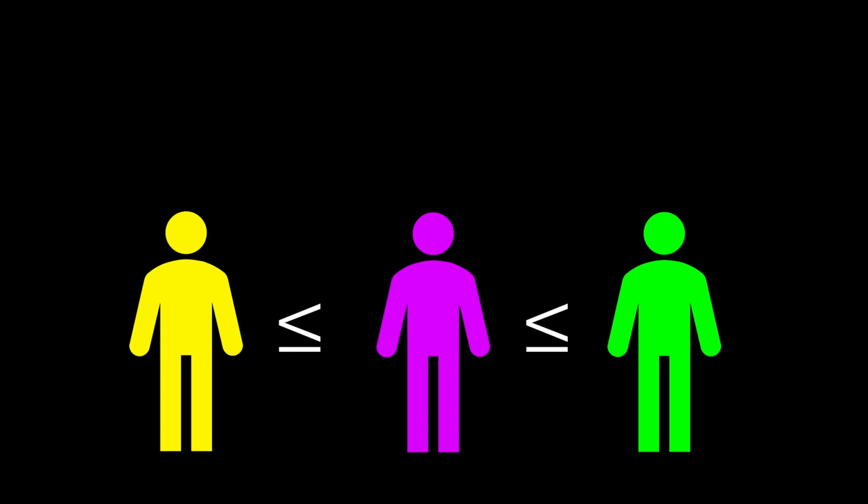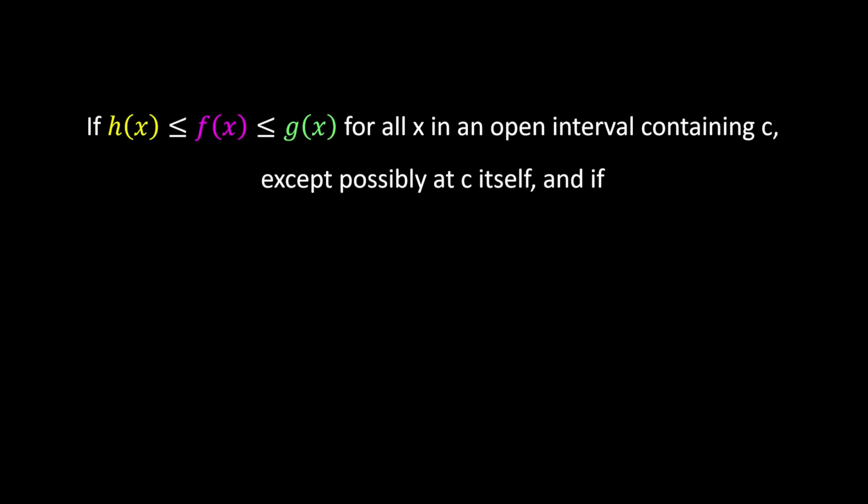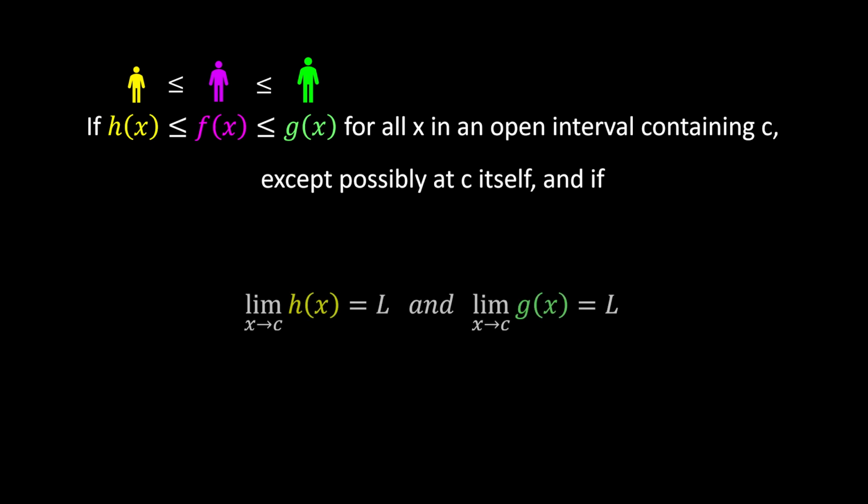Now, based on this analogy, let's explain the squeeze theorem. If f of x is greater than or equal to h of x, and less than or equal to g of x for all x in an open interval containing c, except possibly at c itself. Here, h of x represents the youngest brother, f of x represents the middle brother, and g of x represents the eldest brother.